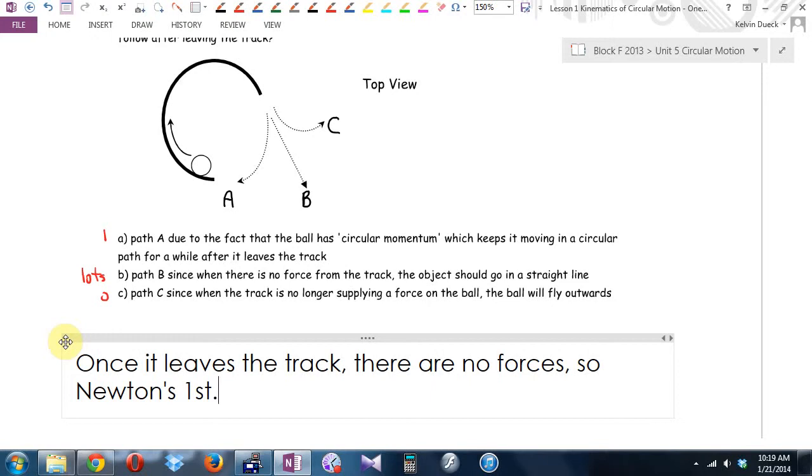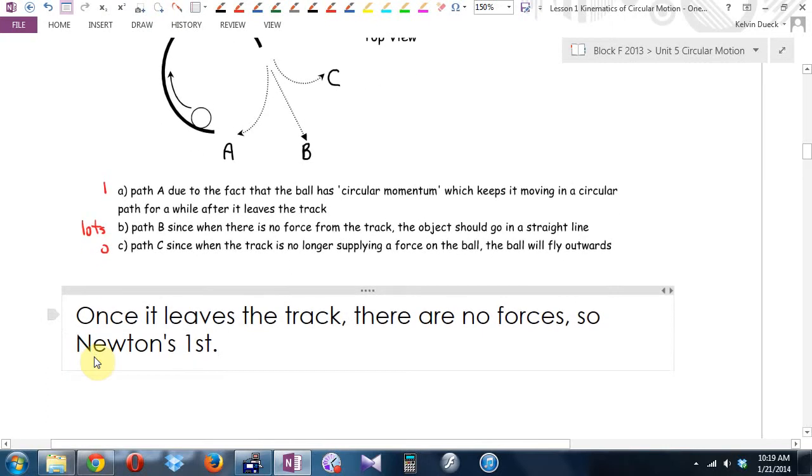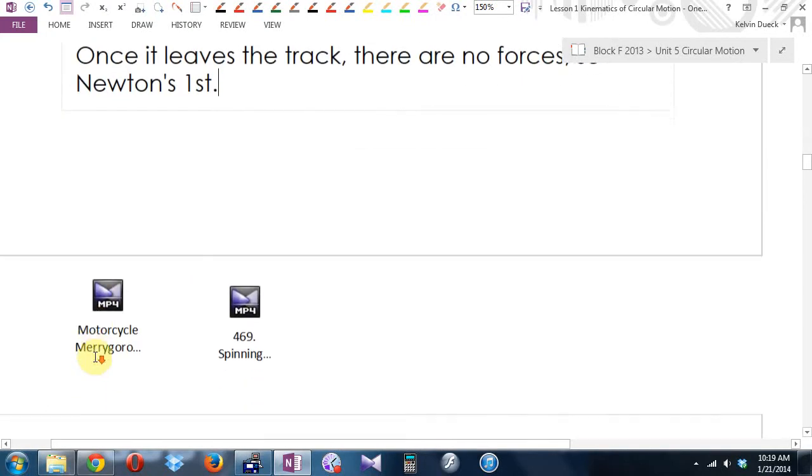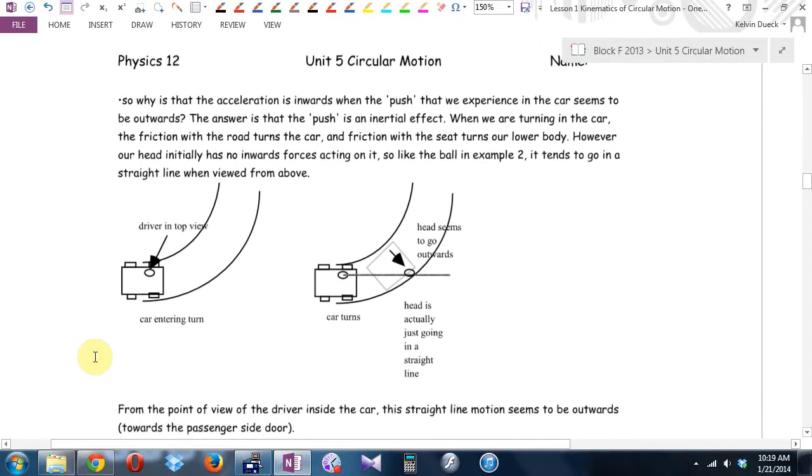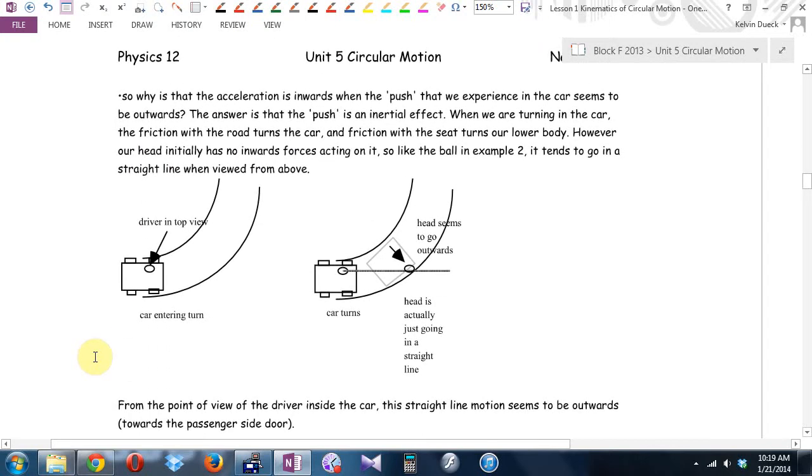This concept is important because the average non-physics layperson, having gone around a corner in a car, believes that when they go around in a circle, there is a force pushing them outwards. So why is the acceleration inwards? When I go around in a car, the push that I experience seems to be outwards.